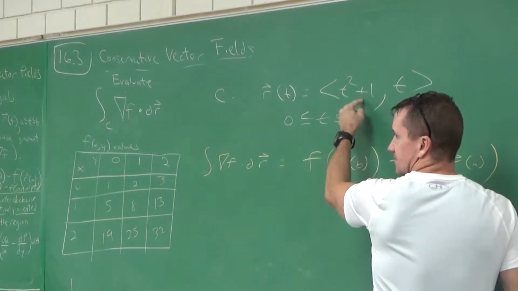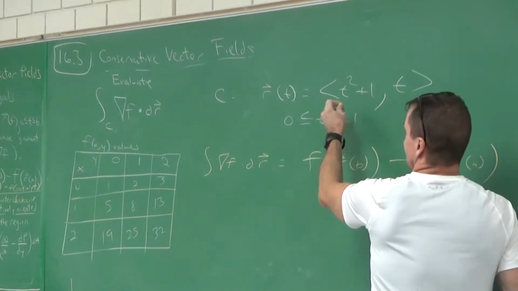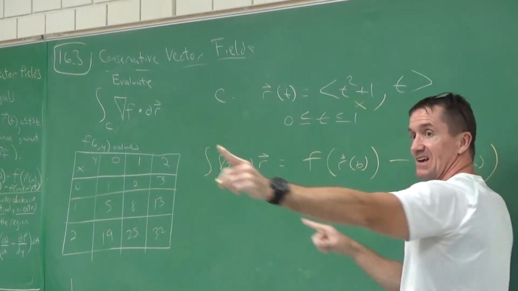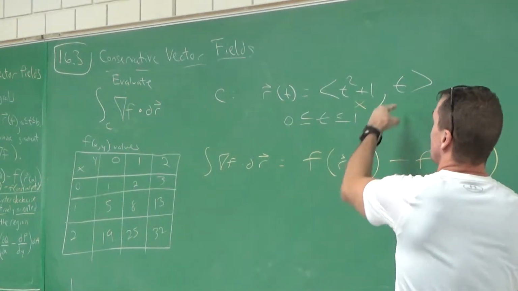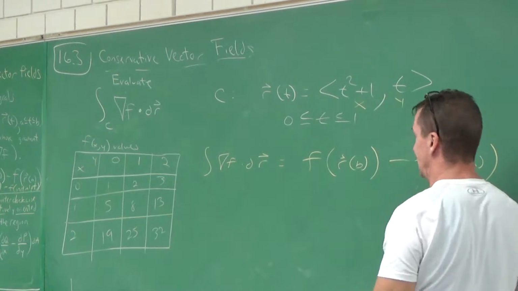What letter is this? X. This is the x component. Okay, your x. They didn't write that. That's what's meant. This is what? Y.